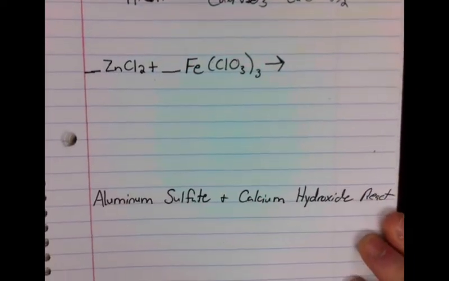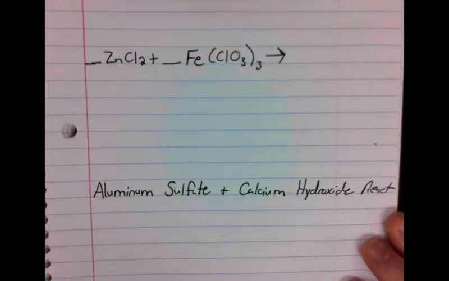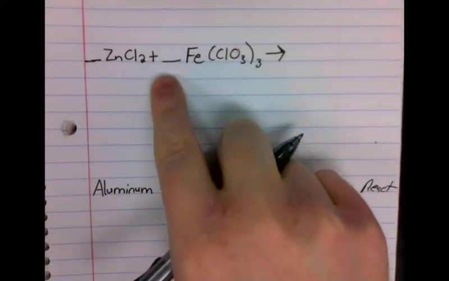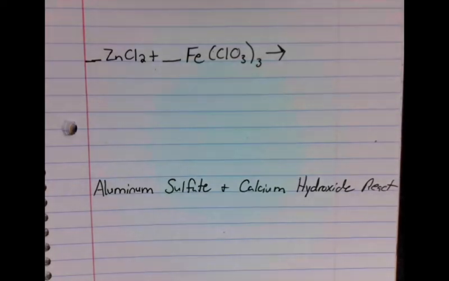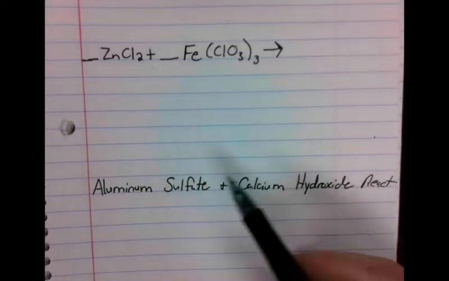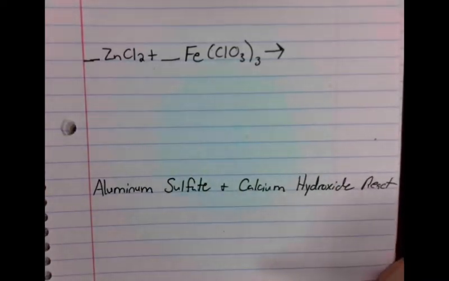All right, the next double replacement is a little bit more complicated. We have ZnCl2 plus Fe(ClO3)3. And the reason this is going to be a little bit more confusing is not because of the identification. Like, it's two compounds, neither of them is water, so we're locked in that we know for sure that this is a double replacement.